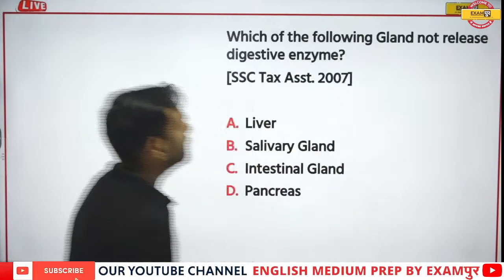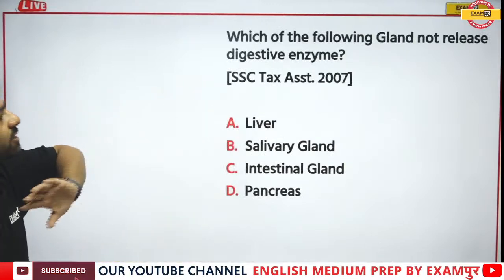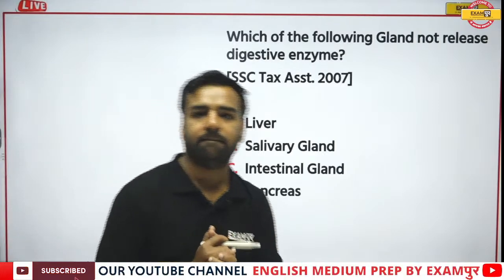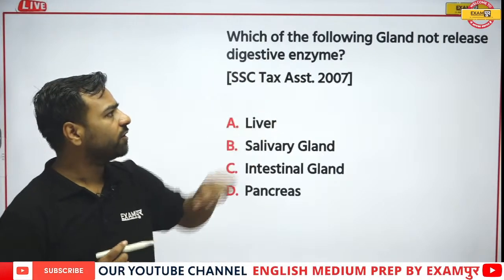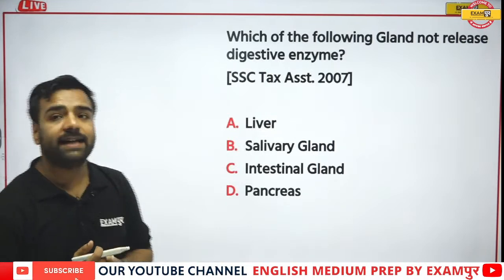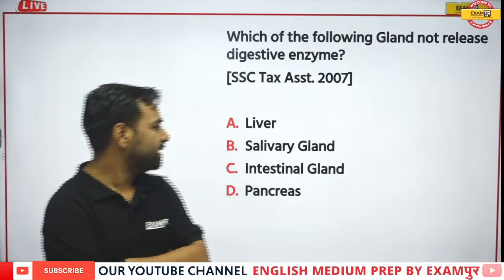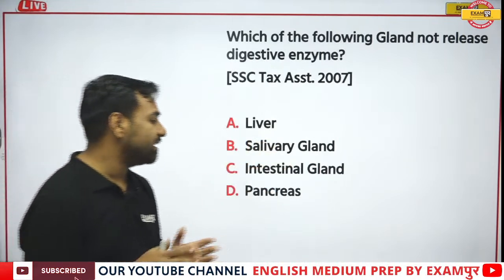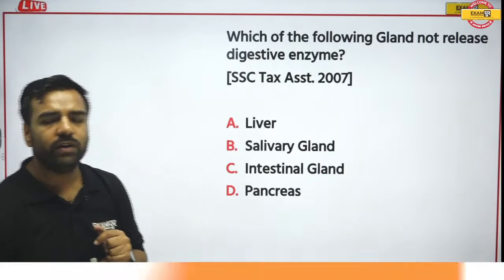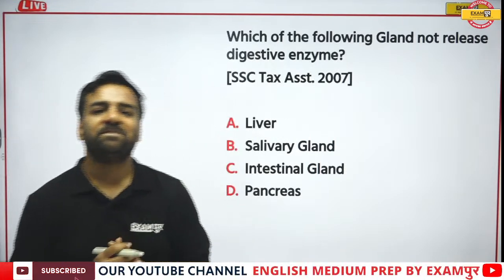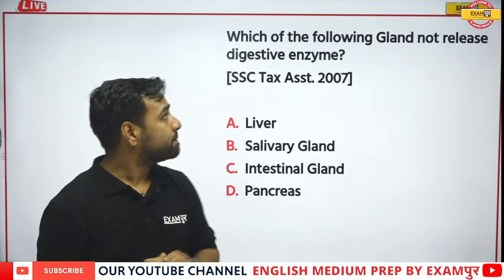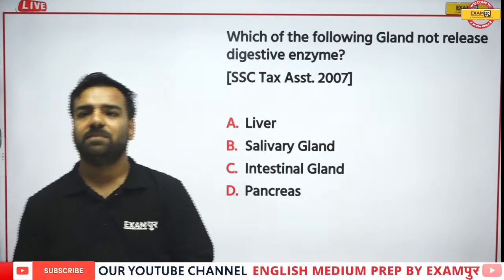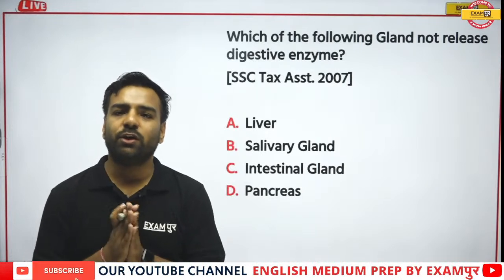Let's move forward now. Next question is, which of the following glands does not release digestive enzyme? Question from SSC Tax Assistant 2007. Which of the following glands does not release digestive enzyme? Is it liver? Is it salivary gland? Is it intestinal gland, or is it pancreas? Who will give this answer? Does not release any of the digestive enzymes. Who is going to give this answer?